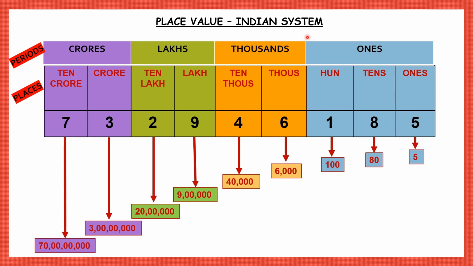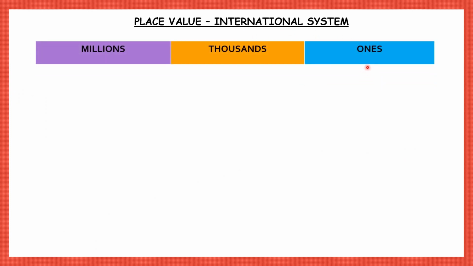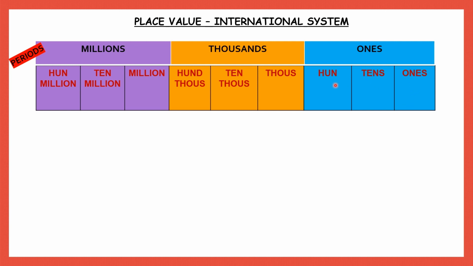Now let's look at the international system. So in the international system, we have ones, thousands and million, and these are the periods. Then under the ones period, we have ones, tens, hundreds. Under the thousands period, we have 1,000, 10,000, 100,000. Now this is new. This is not there in the Indian system. We don't have 100,000. Instead, we have lakh. So in the international system, we have 100,000.